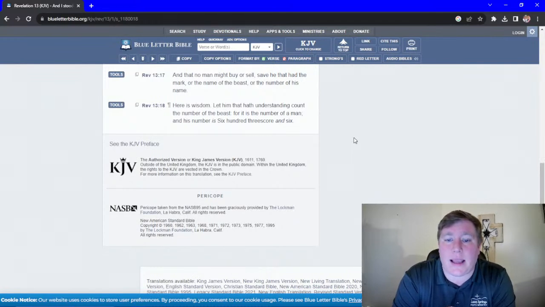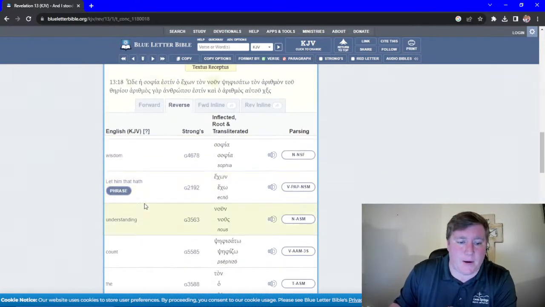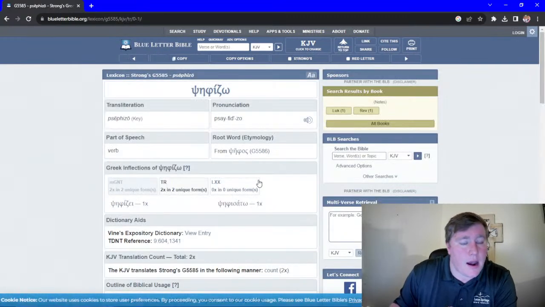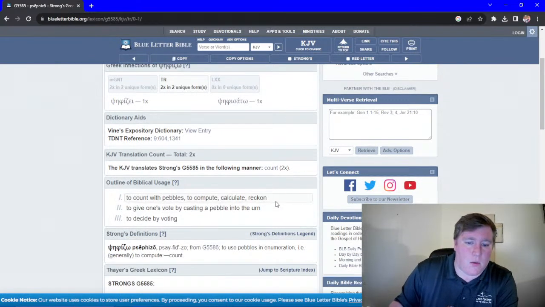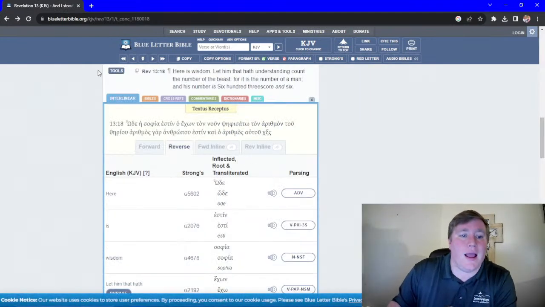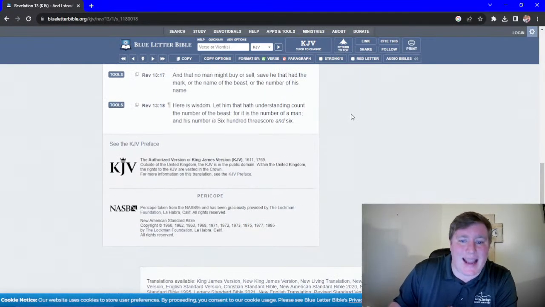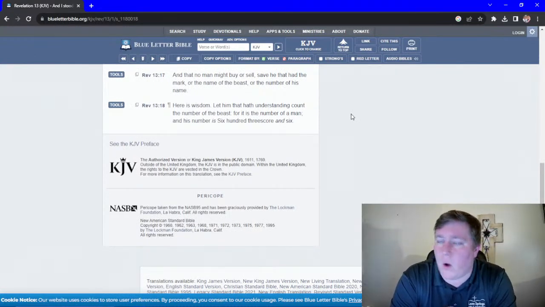Now that word count is not the best translation to be put there. The best word would be reckon or consider. Here is wisdom, let him that hath understanding consider the number of the beast. Well, how many numbers does Allah have? He has 99 names. Consider those numbers. Consider the number of the beast. Consider his numbers. For it is the number of a man.